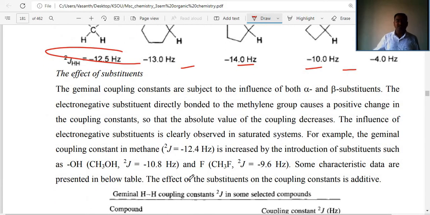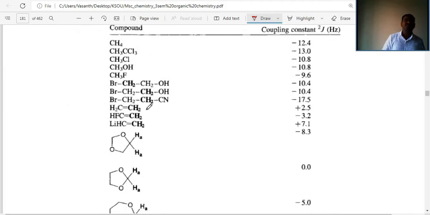What are the effects of substituents here? The geminal coupling constants are subject to the influence of both alpha and beta substituents. Electronegative substituents directly bonded to the methylene group cause a positive change in the coupling constant. These are some coupling constants mentioned here. Just to see here: methane, chloroform, etc.